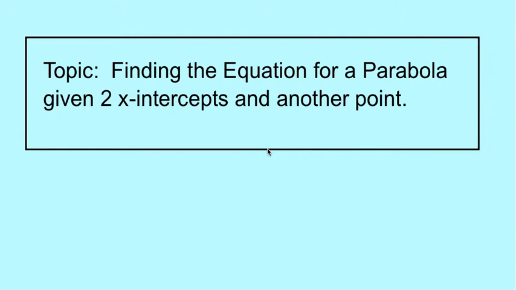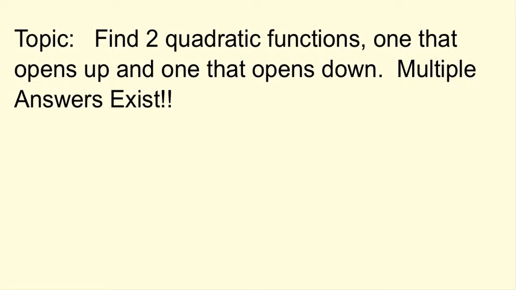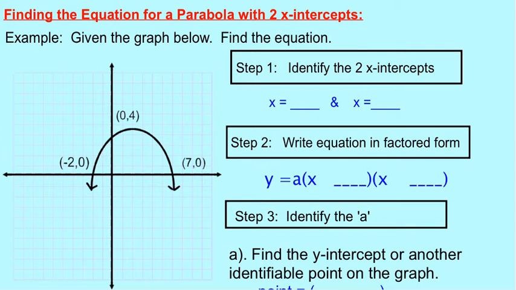Going to focus on this lesson on, we give you two x-intercepts and another point on the graph, and we want you to come up with the quadratic equation for this parabola. All right, so here is our graph. It's a parabola that opens down. We give you the two x-intercepts and one other point.